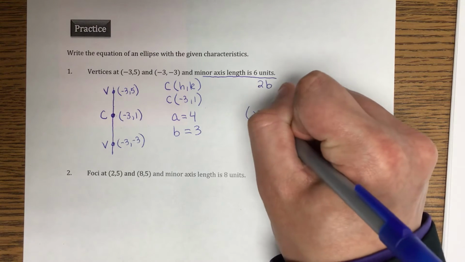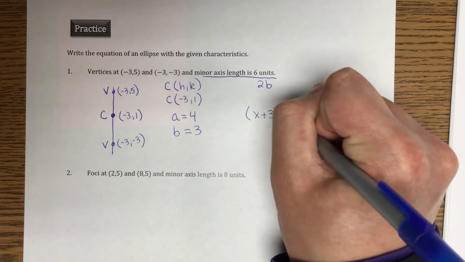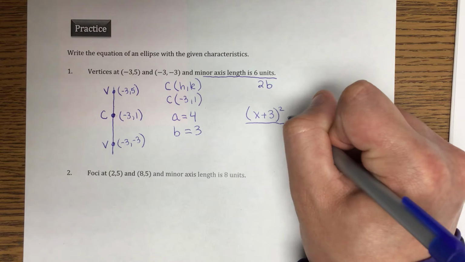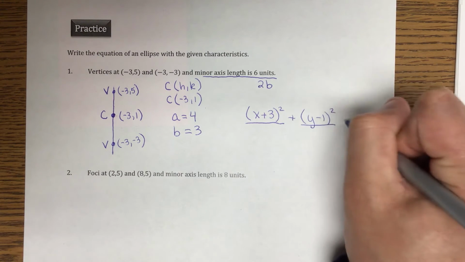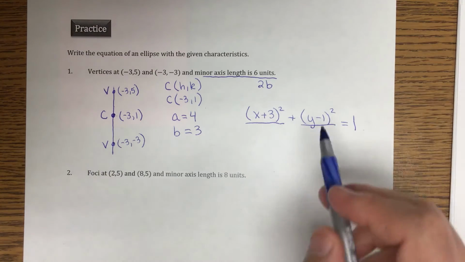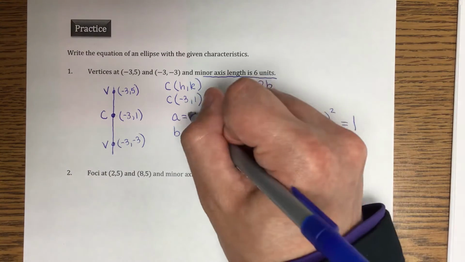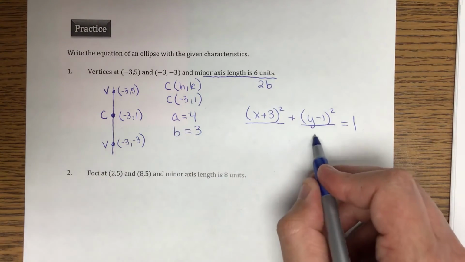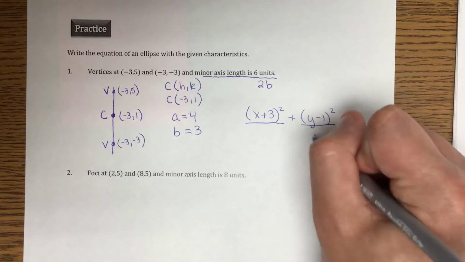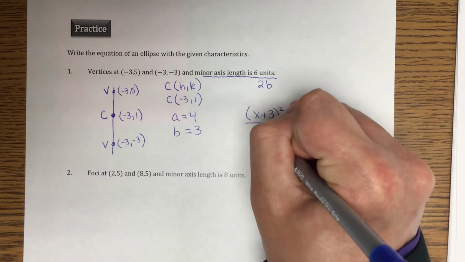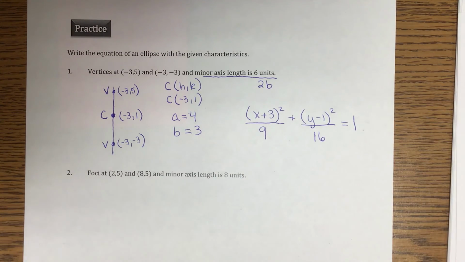So I would have x plus 3 squared divided by something plus y minus 1 squared divided by something is equal to 1. The somethings are going to be a squared and b squared, and I'm going to put the a squared here, because this is vertical. So a squared is 16, and b squared is 9. And that right there is your equation.